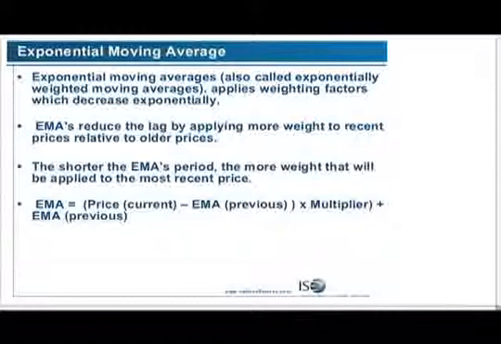With exponential moving averages, same thing. It's more complicated, but it uses a multiplier. The formula is the exponential moving average equals the current price, minus the EMA of the previous, times the multiplier, plus adding the EMA of the previous.